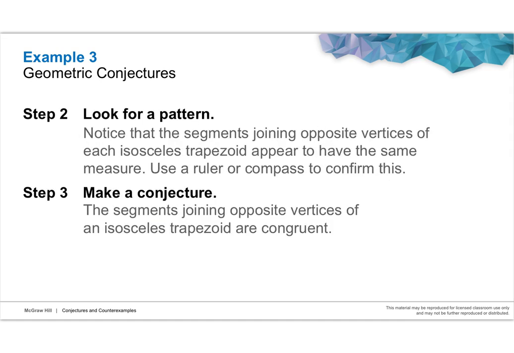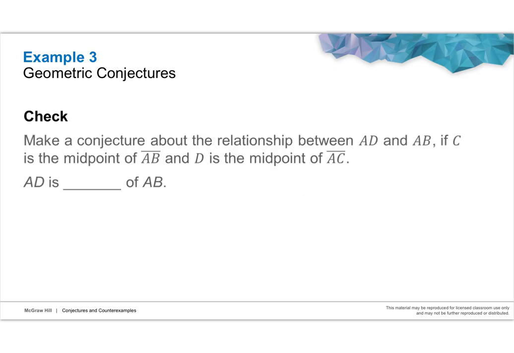So what we're noticing as we make this conjecture is that the pattern seems to be that the segments joining those opposite vertices appear to have the same measure. And we could put a ruler or a compass down to confirm this. So the conjecture we're going to make is that the segments joining opposite vertices of an isosceles trapezoid are congruent.